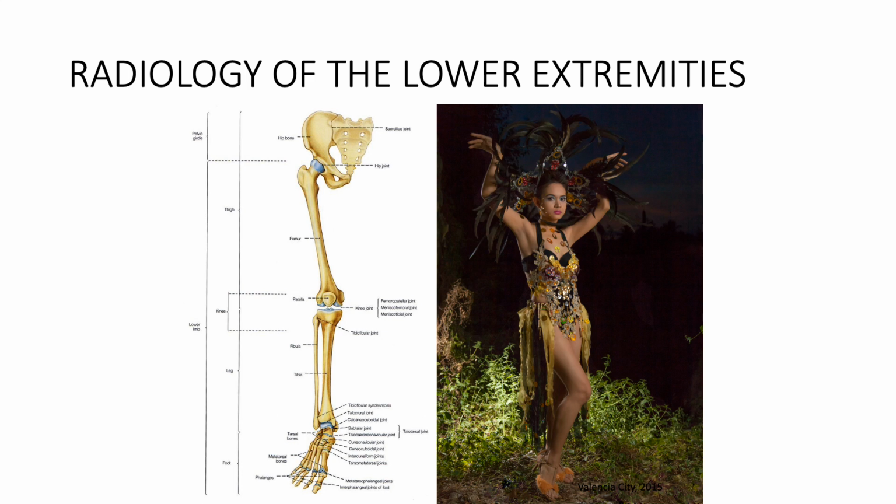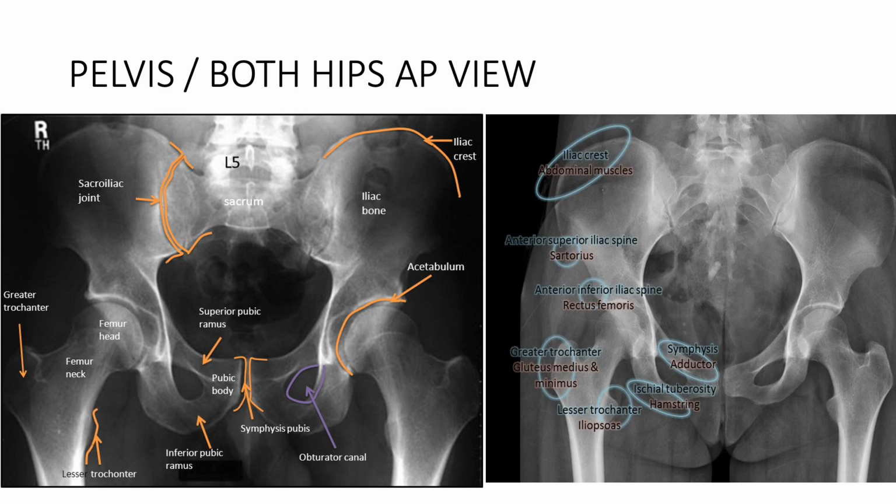two views, the AP and lateral views, commonly, except in the foot, where we also prefer the oblique views so that there will be no superimpositions of the digits. As to the pelvis, this is the AP view of the pelvis, and you will see the different anatomical points to consider in this picture.